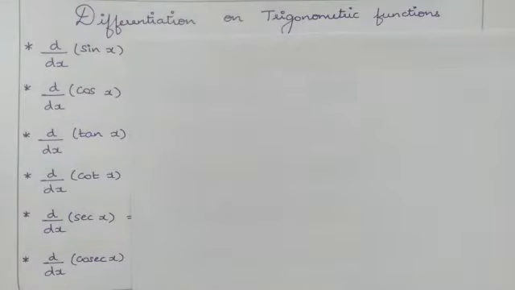In the previous video, we were discussing various patterns on differentiation. In this video, we are going to discuss a few formulas on differentiating the trigonometric functions. As we all know, trigonometric functions are sin x, cos x, tan x, cot x, secant x and cosecant x. Wherever we get these types of trigonometric functions, we can differentiate them by using the formulas. So let's see those formulas one by one.